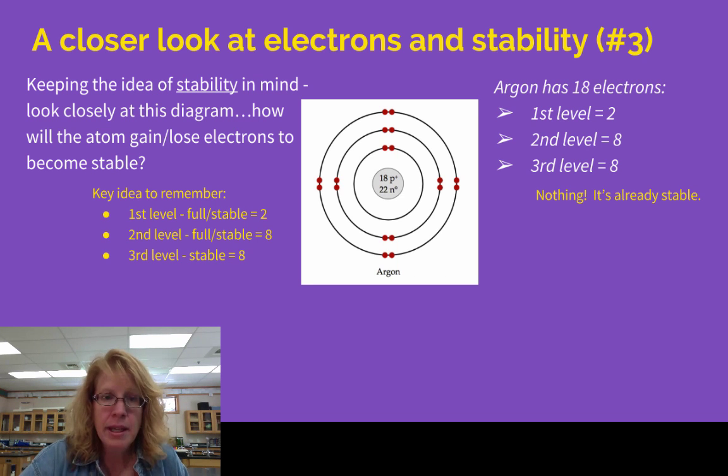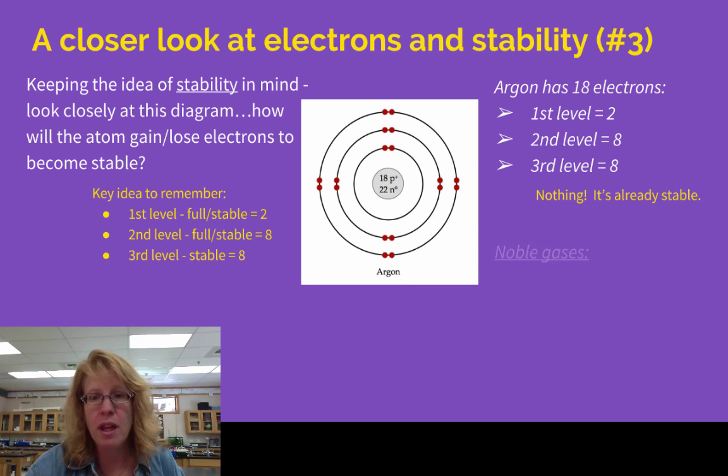It's already stable. It's got that 288 pattern already filled up: 2 in the first, 8 in the second, 8 in the third. Doesn't need to do anything. And this actually tells us something about noble gases. That's what argon is. It's in the far right part of the table.